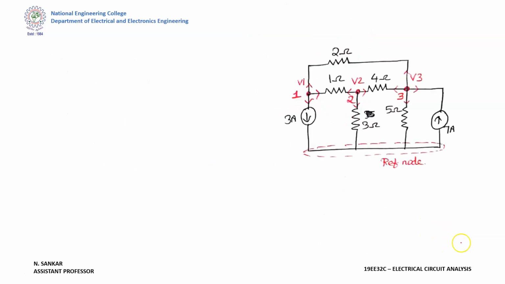Similarly, we have to find the equation for node 3. So apply KCL here. For this arrow, the current is moving from V3 to V1.